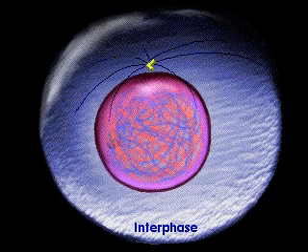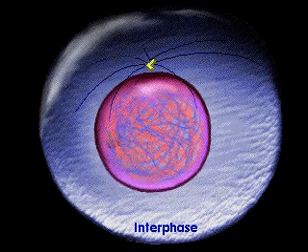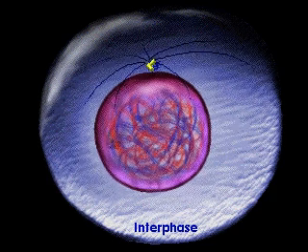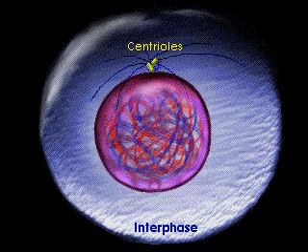Each chromosome replicates to produce two identical sister chromatids, which remain attached to each other. Although the centromeres also replicate at this time, they do not separate until later in mitosis. The centrioles, which organize the interphase array of cytoskeletal microtubules, also replicate during interphase.